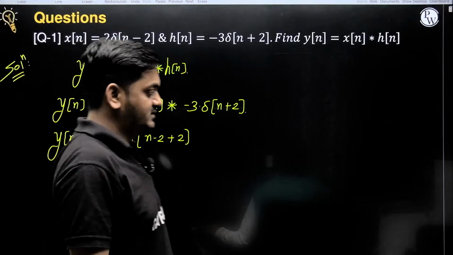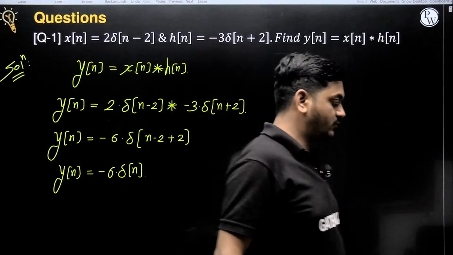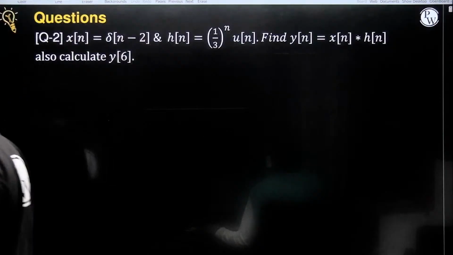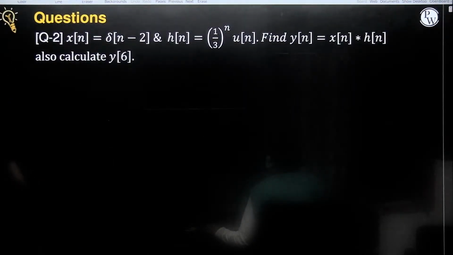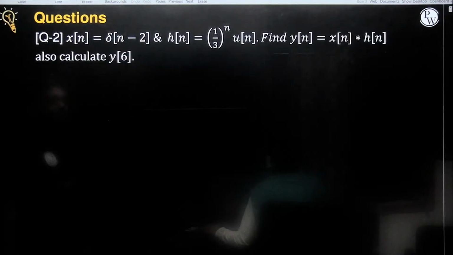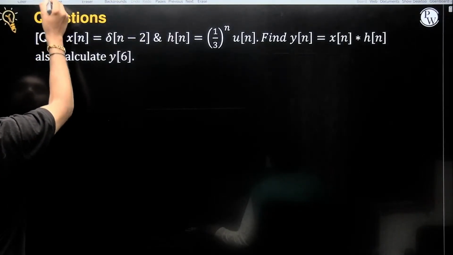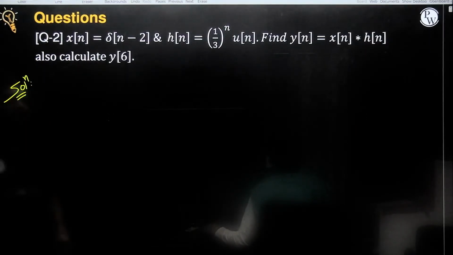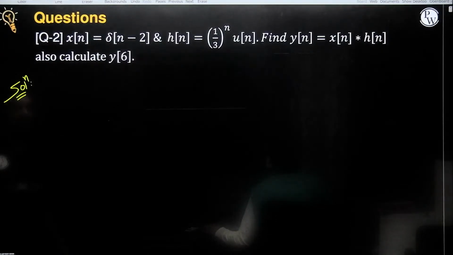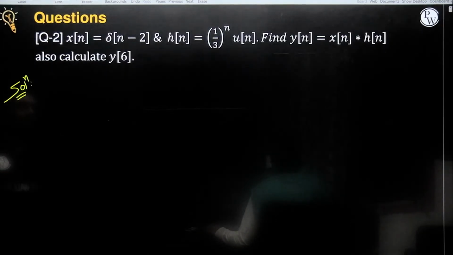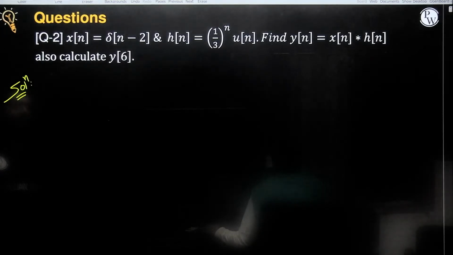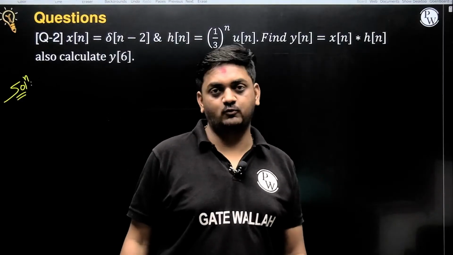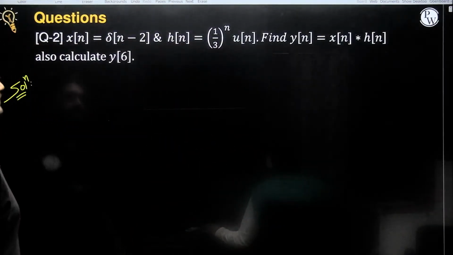So you will get very little time, okay. You will not get more time to understand discrete time convolution. Fine. Now let us take one more question, guys. If x of n equal to delta of n minus 2 and h of n equal to 1 by 3 power n into u of n, find y of n equal to x of n convolution h of n and also calculate y of 6. Numerical answer type question also.